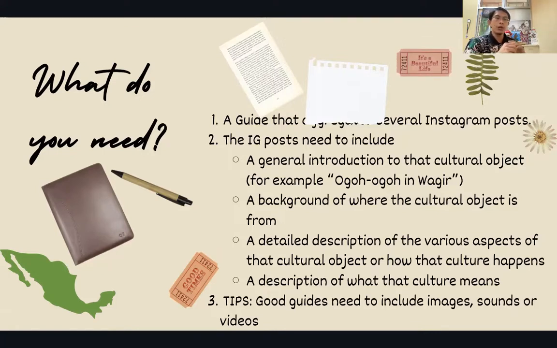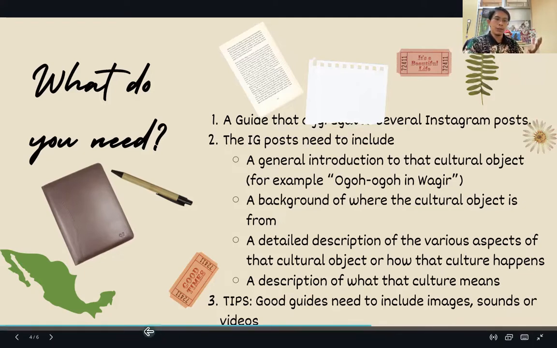And then you need to also give the background of where this cultural object is usually found. If it is in Wagir, for example, then tell the audience what Wagir is, where it is, or where in East Java it is, and basically to provide the geographical information about the place. That's why I put the image of a map here.